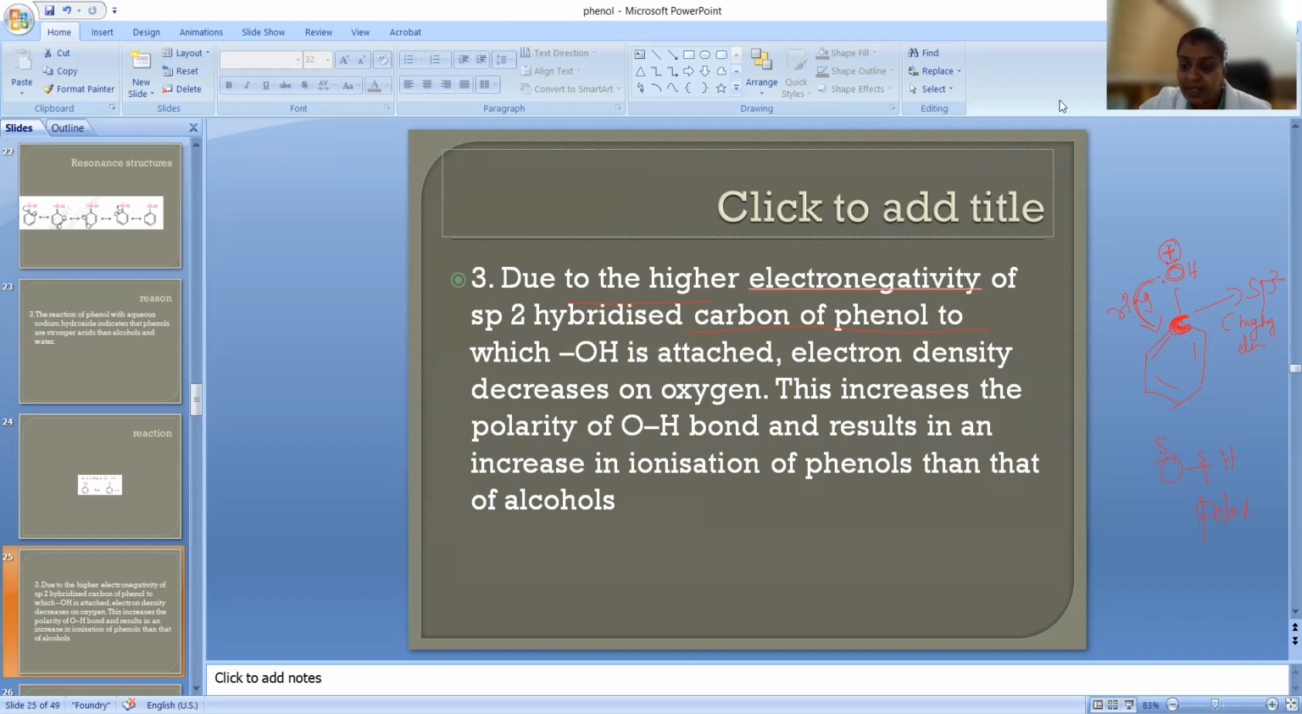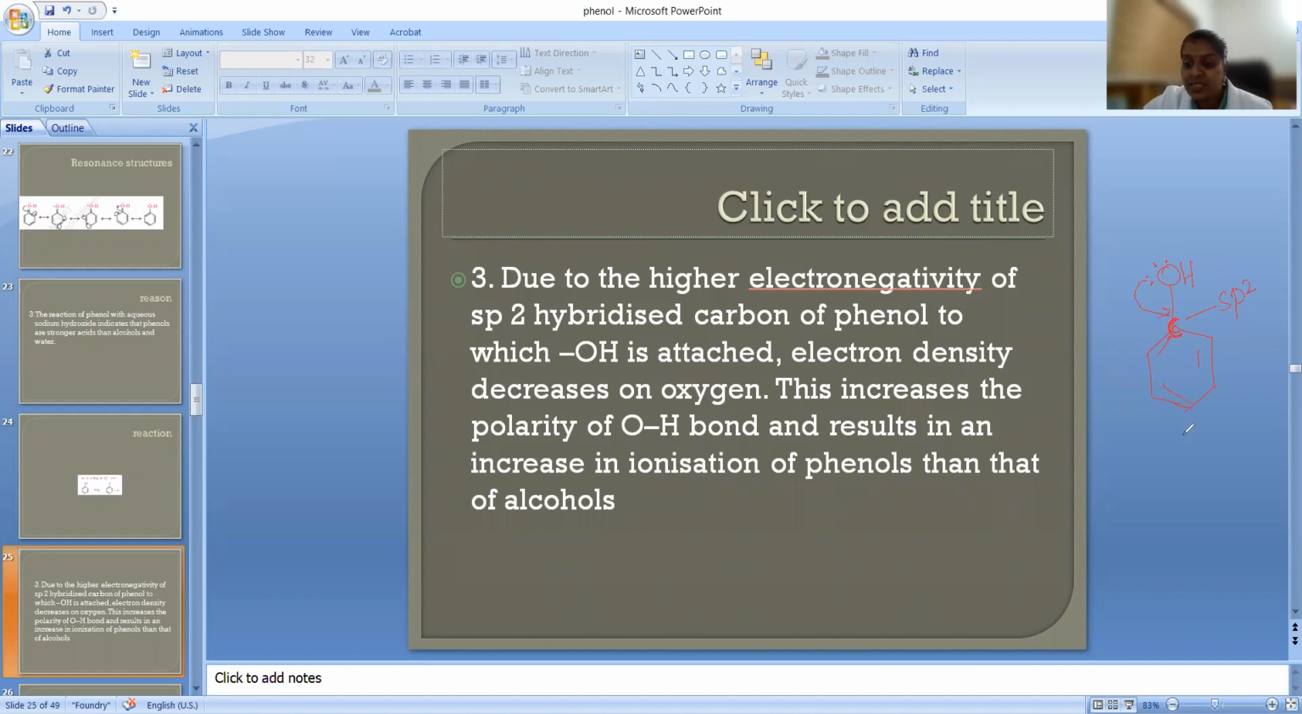I'm explaining that again, it is a very important point. What we have to write? We have to write phenol. In phenol, the OH group is attached to a benzene ring, attached to a carbon atom which is sp2 hybridized. So the electron lone pair present on the oxygen atom of the OH group will be dragged towards what?